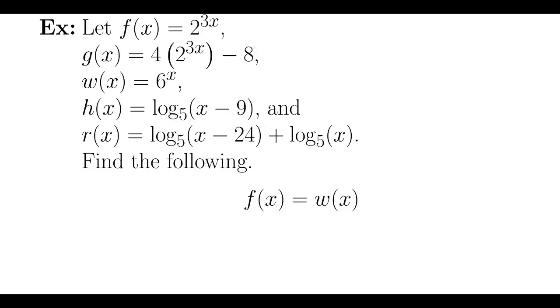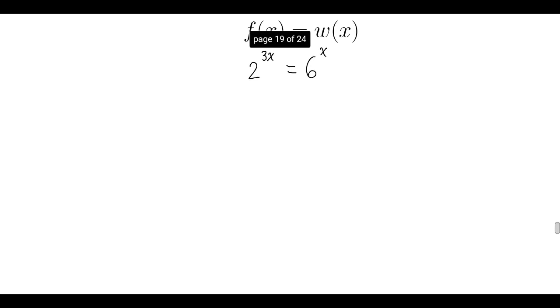Let's solve the equation f of x equals w of x, where f of x is 2 to the 3x power, and w of x is 6 to the x power. Okay, so 2 to the 3x power equals 6 to the x power.